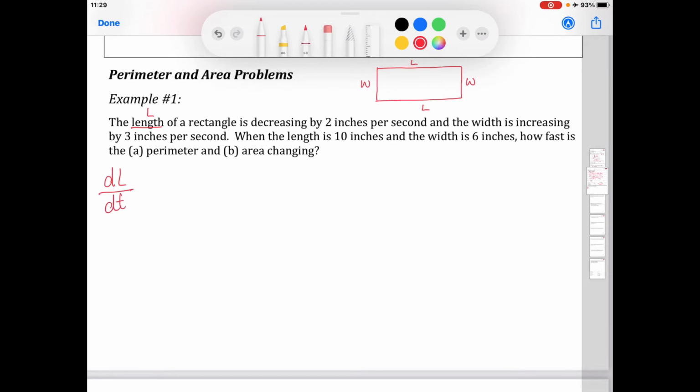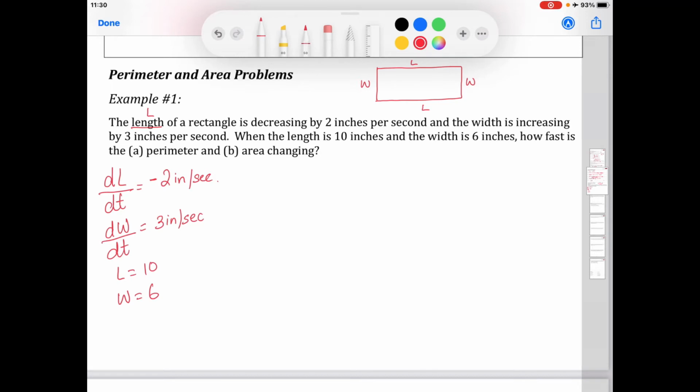So it's dL over dt, with respect to time. It's decreasing, so it's going to be negative 2 inches per second. And the width is increasing by 3 inches per second. So my dW over dt is 3 inches per second, and it's positive because it's increasing. When your length is 10 and your width is 6, how fast are the perimeter and the area changing?